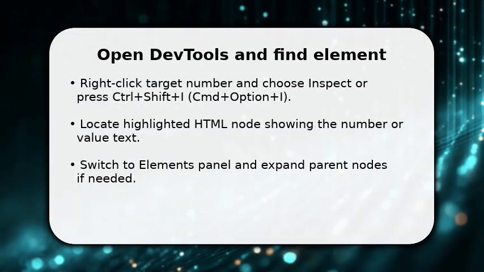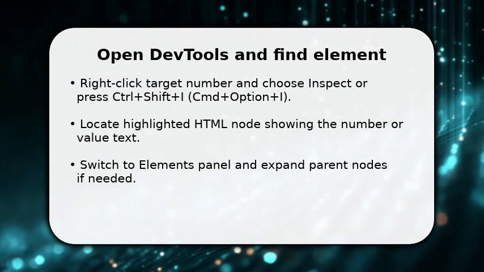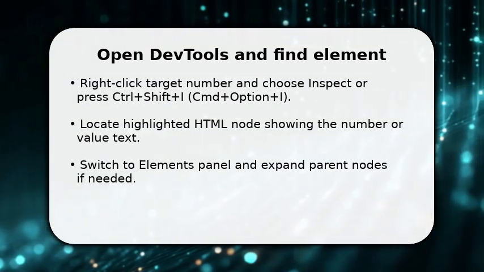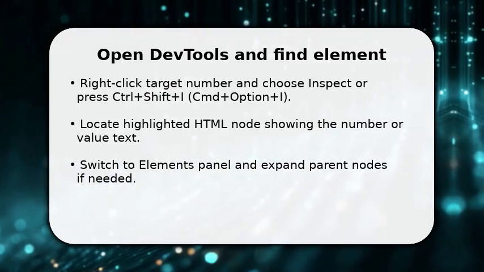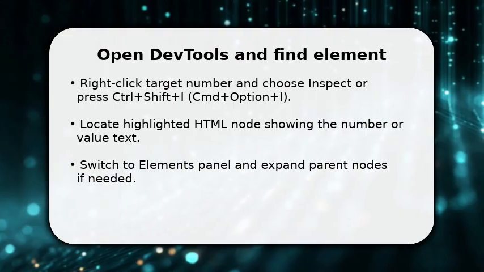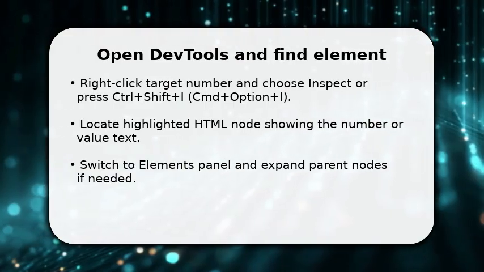You start inside the page. Right-click the visible number and choose Inspect, or press Ctrl plus Shift plus I. Once the DevTools opens, the Elements panel will highlight the matching HTML node. That's the exact text you'll edit.